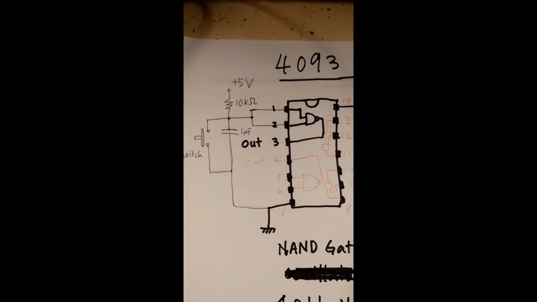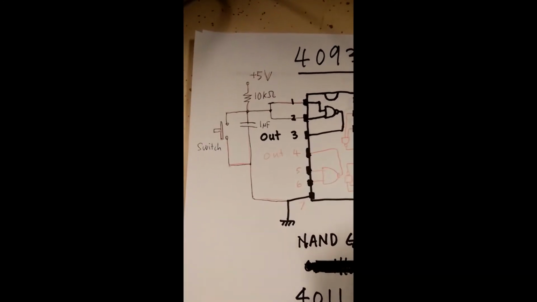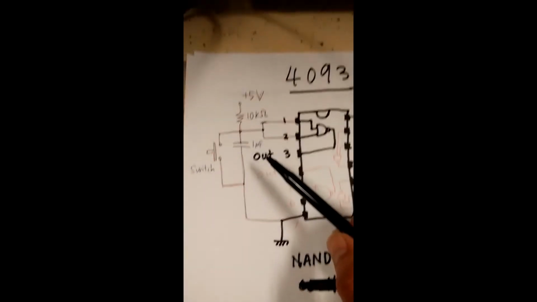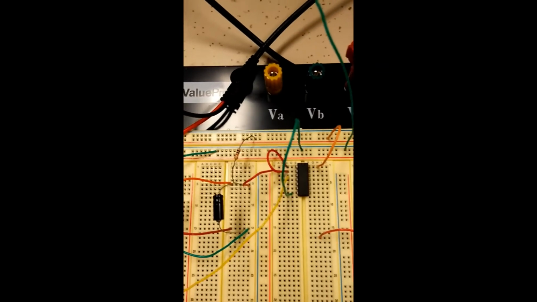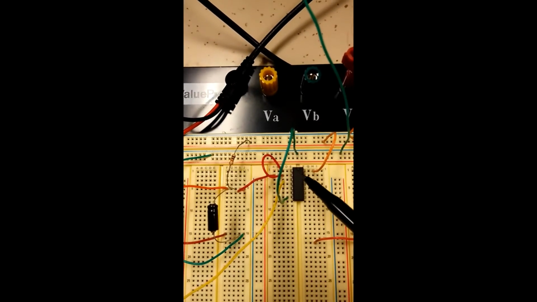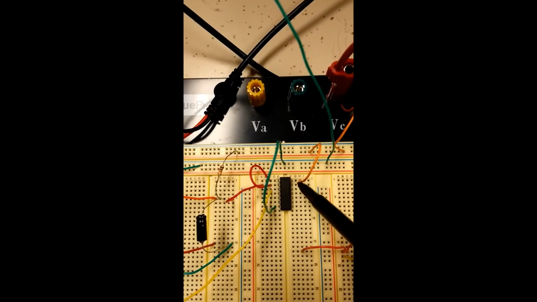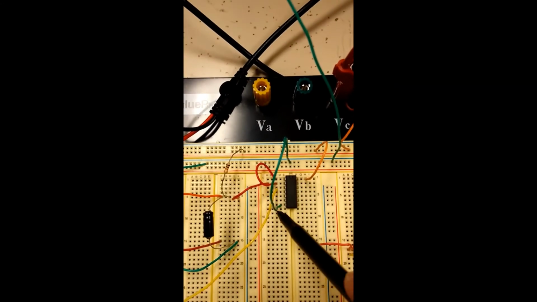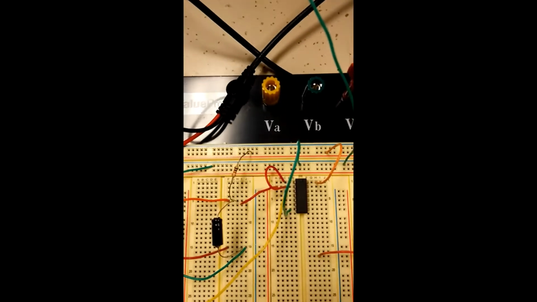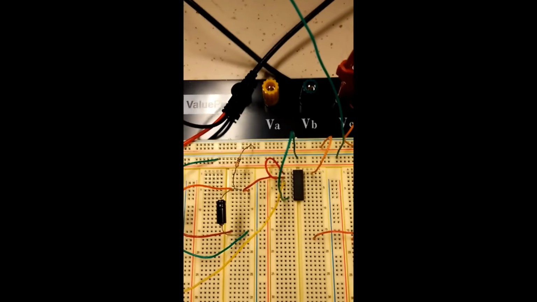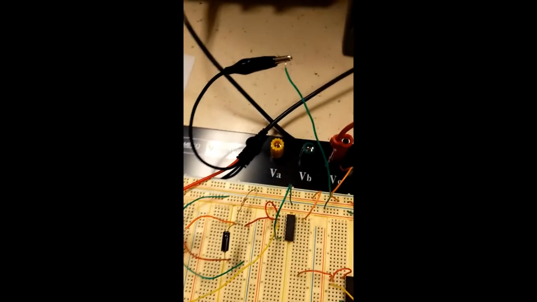Back to the 4093 circuit for lab 17. Okay, we constructed this circuit. Previously I forgot to power this IC. So we have 5 volts to pin 14, and then ground at pin 7. Because of that, we could not get the result that we wanted.